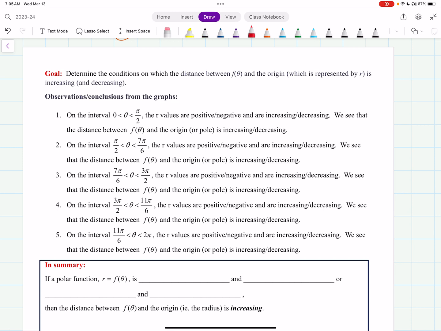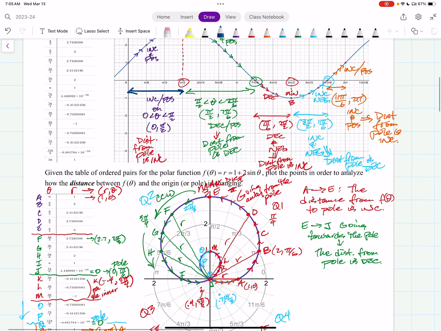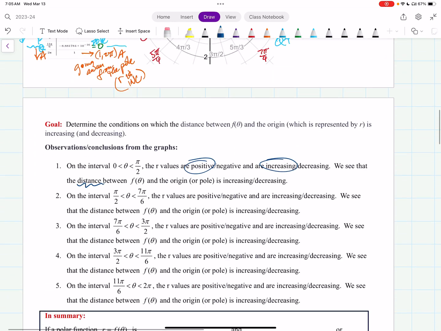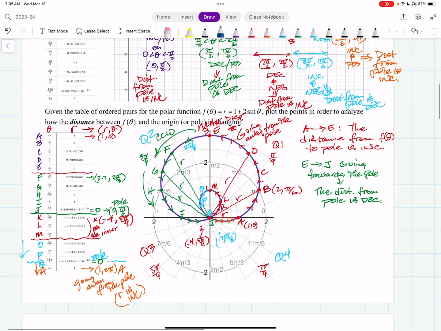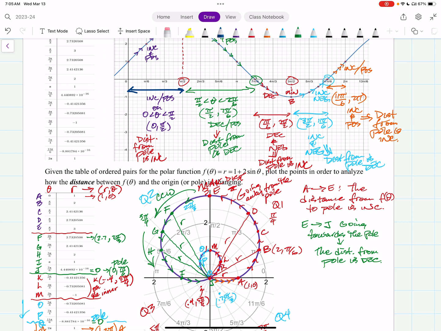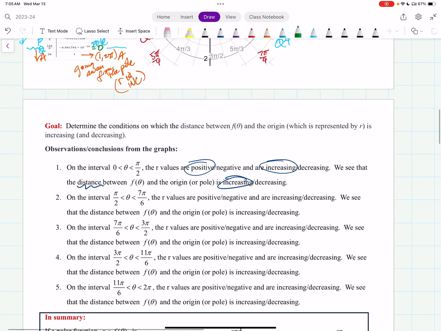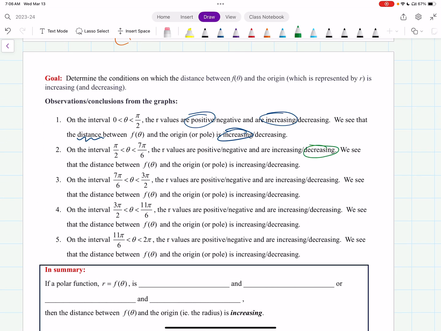Let's just analyze what's going on. On the first one here, the function was positive because it's above the axis. It was increasing, and the distance from the origin, which is r, what was going on? Well, oh my gosh, the distance from the pole was increasing. Next interval, from pi over 2 to 7 pi over 6. We saw in the diagram that the function was decreasing and positive, and the distance was decreasing.